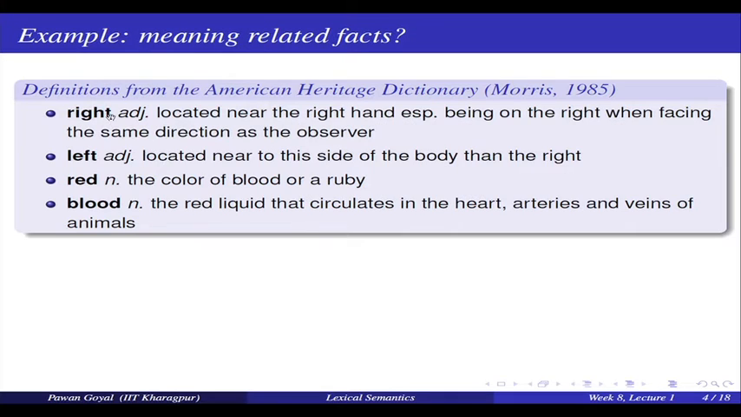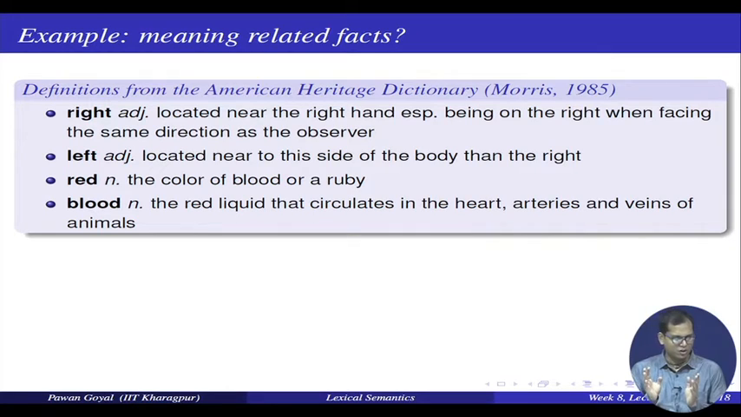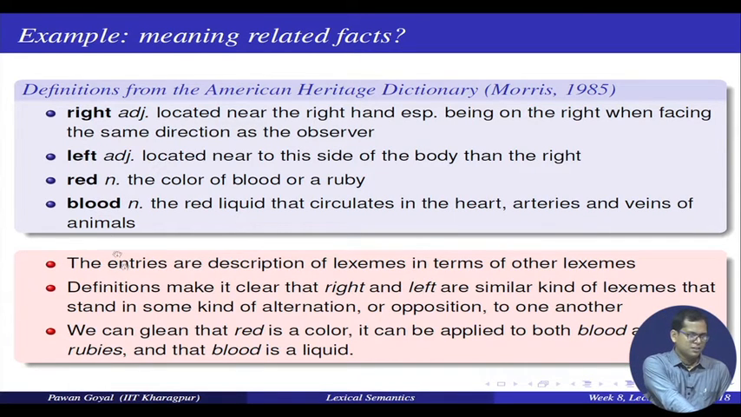For example, if you see the definitions of right and left, you can easily find out that they are somewhat related. Their meanings are very much related, and you might also say that they might be in some sort of alternation with respect to each other. So what do we see here? The entries are descriptions of lexemes in terms of other lexemes, and from the definitions I can see that right and left are similar sorts of lexemes, and they are in some sort of alternation or opposition. Also from these definitions we can see that red is some sort of color, and it can be applied to blood as well as ruby, and blood is some liquid. So you might extract some other facts about the lexemes also from these entities.